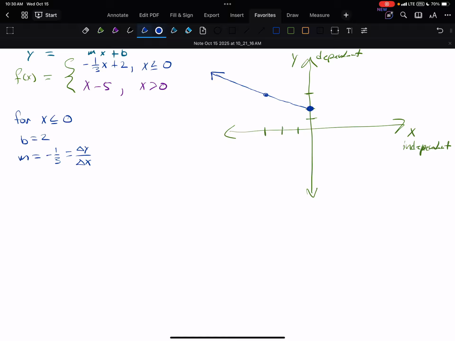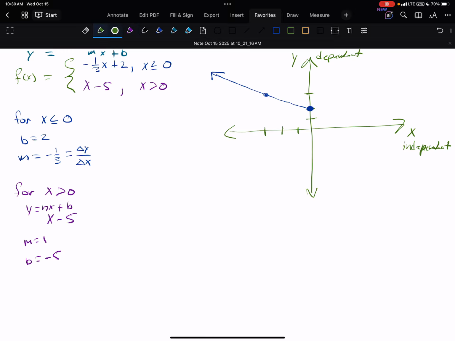Now, that's only the top row, the top piece of this piecewise function. Now we need to sketch the rest of it. Well, that's going to be for x strictly greater than 0. Now, for x strictly greater than 0, we have that our function is x minus 5. Well, if we line up y equals mx plus b, what's that going to be? My m would equal 1, and my b would equal negative 5.